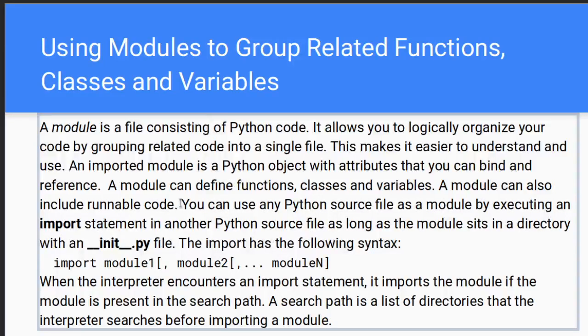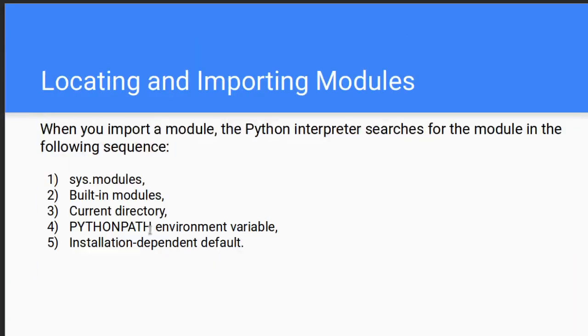You can use a Python source file as a module by executing an import statement in another Python source file, as long as the file we're importing has an __init__.py file next to it. So how we import it, we say import and then give it the module name. We can give it as many as we want. A search path is used in its search to find the modules. We're going to talk about that directly.